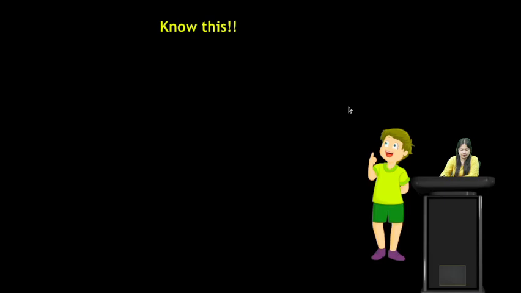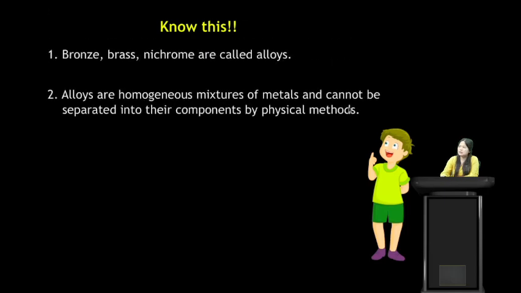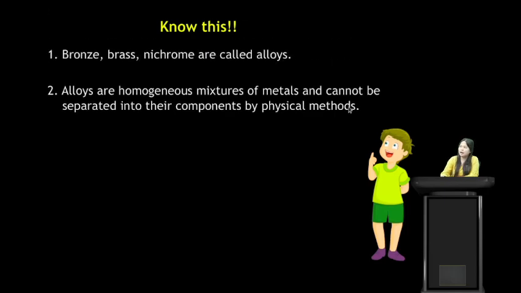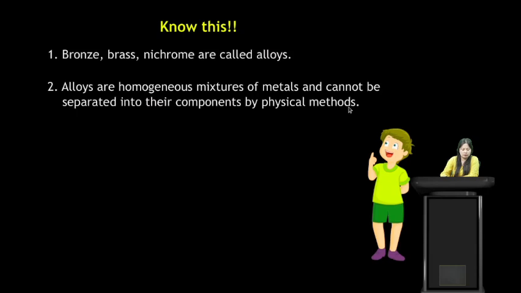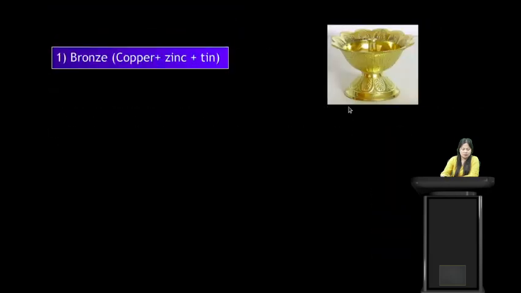Know this: bronze, brass, nichrome are called alloys. So what are alloys? Alloys are homogeneous mixtures of metals and cannot be separated into their components by physical methods. An alloy is considered a mixture because it shows the properties of its constituents and can have variable composition.